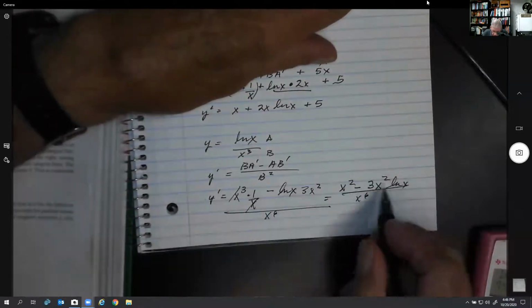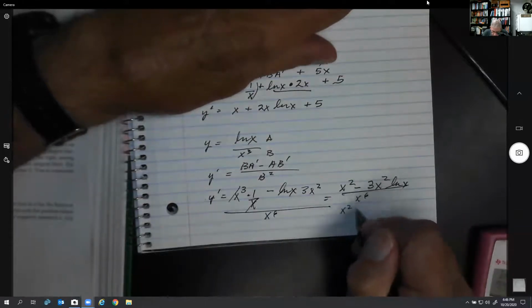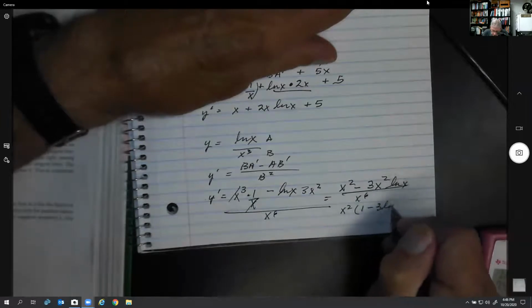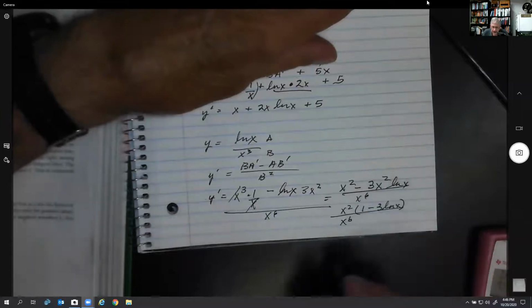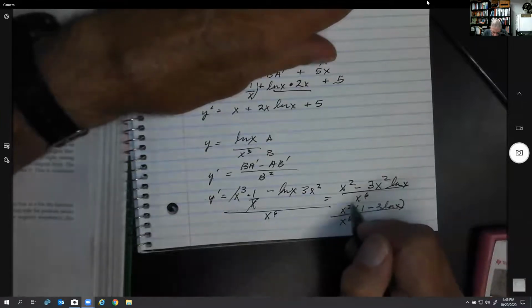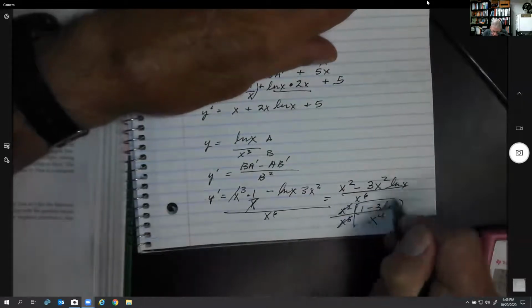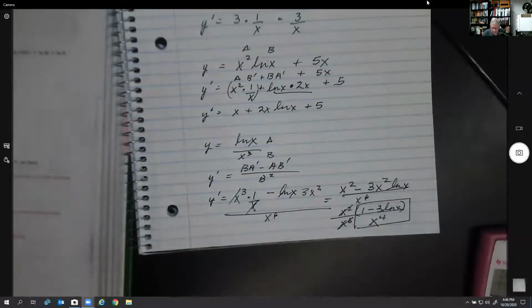So the final derivative, we could factor out an x squared, right? 1 minus 3 ln x over x to the 6. And I ran out of room, but we can cancel these out and just put it over x to the 4th. And that should be our answer. Let's double check it. Yes.